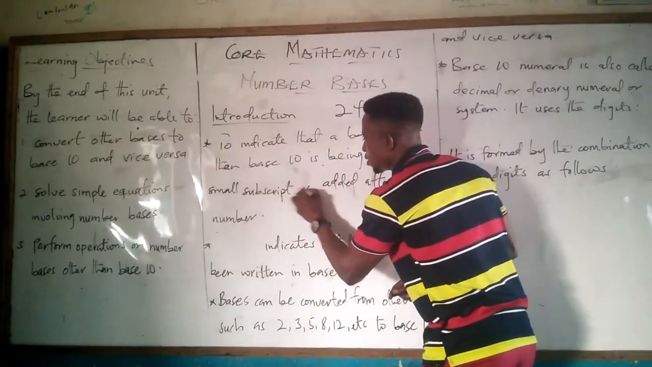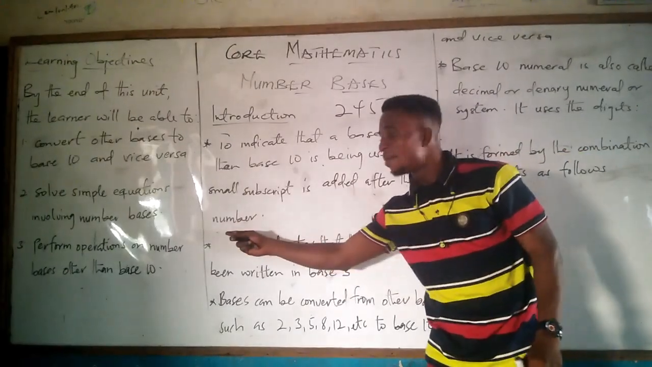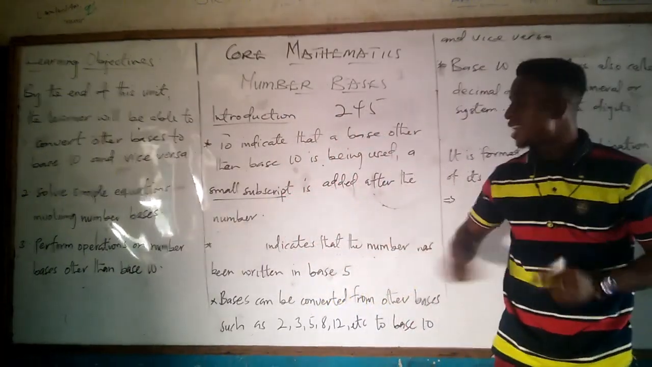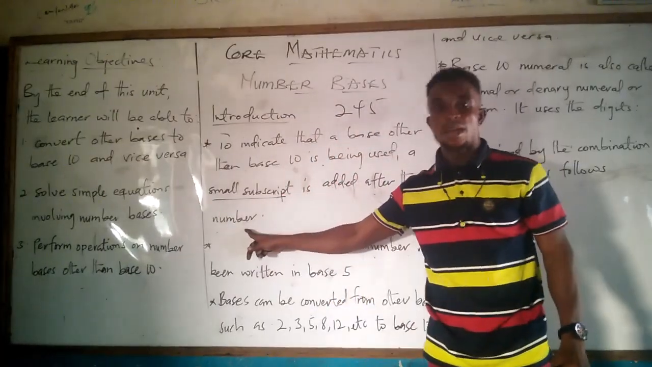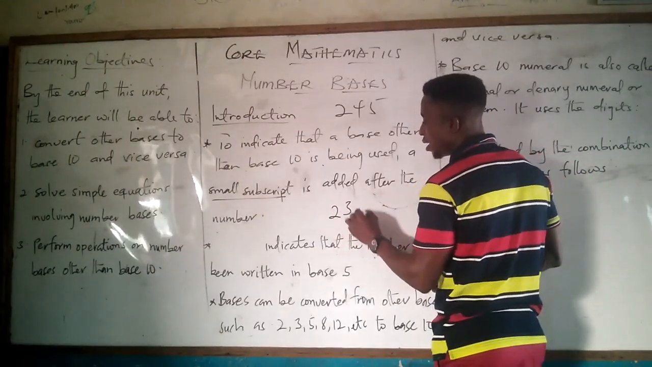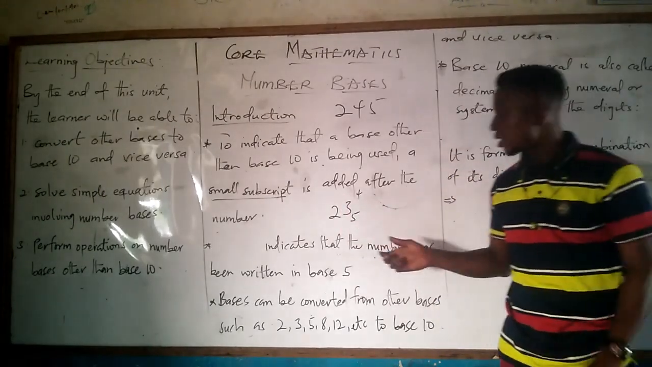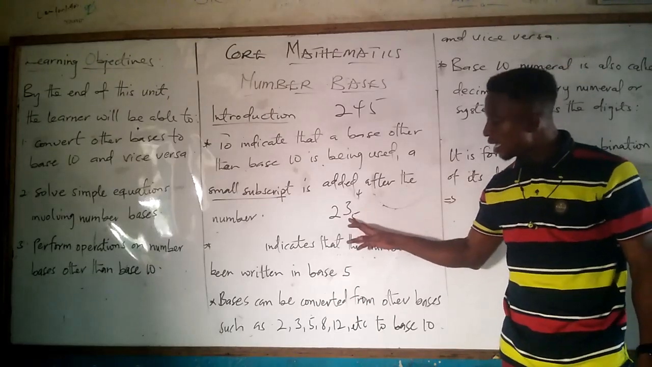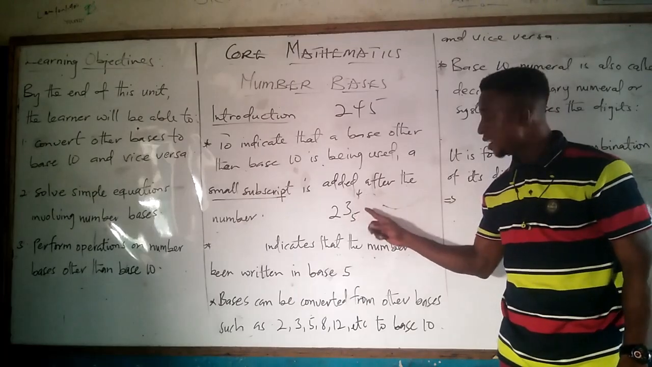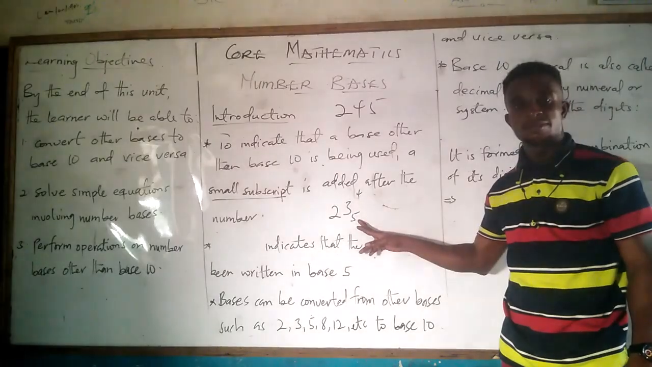A small subscript is added after the number. So you see a small subscript which will be added right after the number. When we see a subscript on a number like this, 2, 3, let's say 4 here, let's say 5 here, this is what we call a superscript, and this is the subscript. This is superscript and this is subscript.